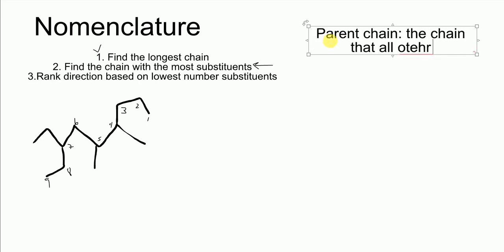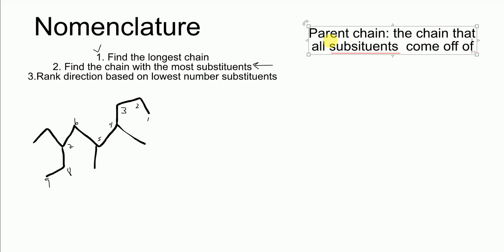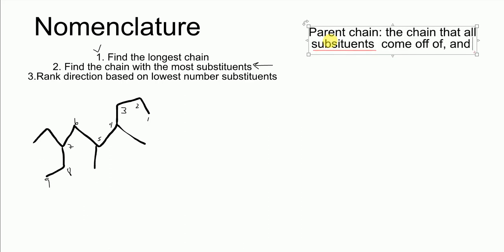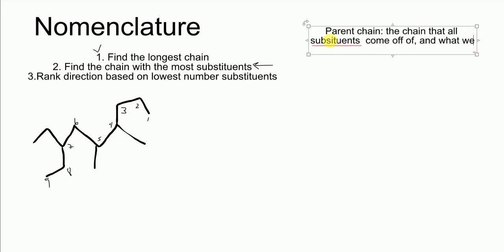All substituents off of, and what we use to give the name of. So what this means is the parent chain is what we're going to put all the substituents coming off of it. Substituents are the other groups that are not part of the longest chain. And this second part is what we use to give the name of the molecule.